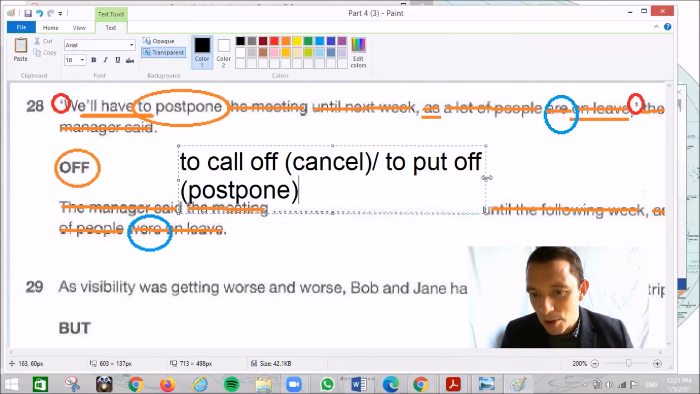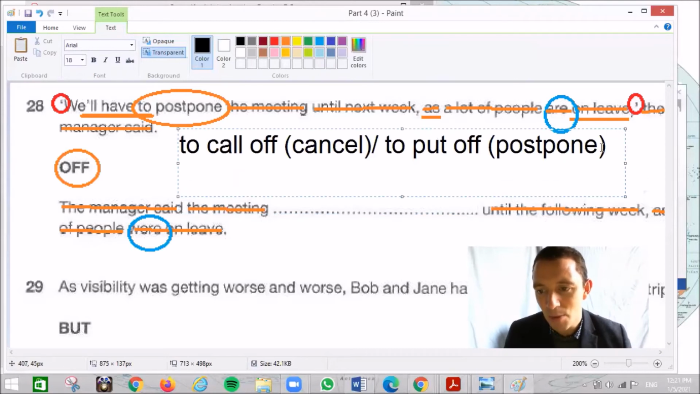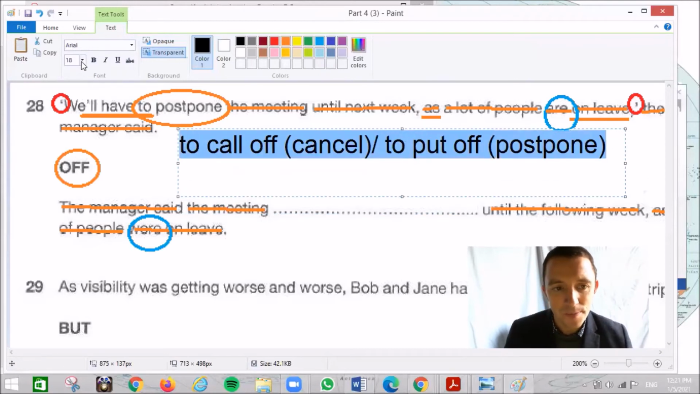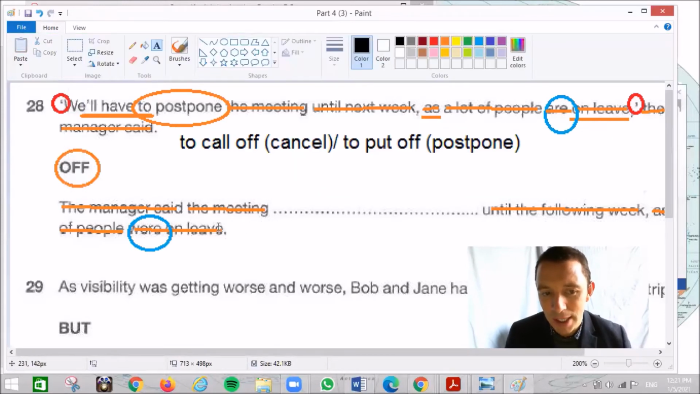And I think the second one, put off, is perfect for this situation. So let me put that here. I'll make it smaller so you can keep it in your notes. And there we go. So to call off the meeting or to put off the meeting. Now, how do we put this in the correct position?